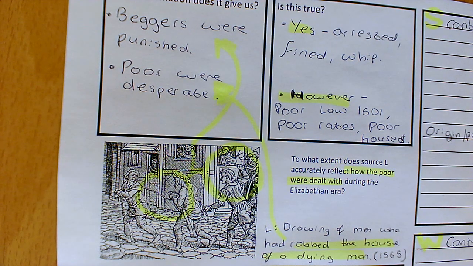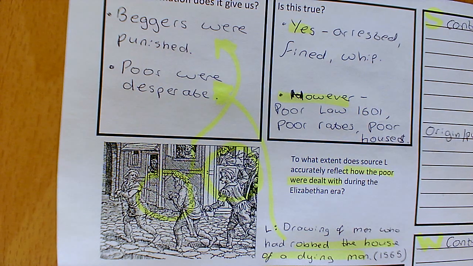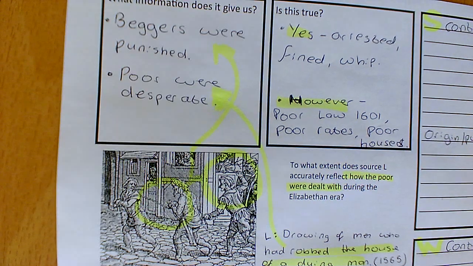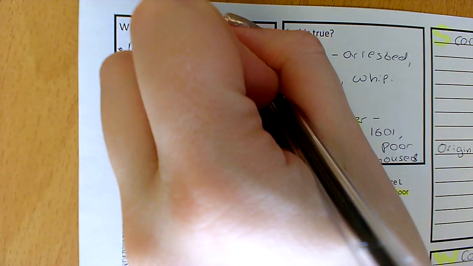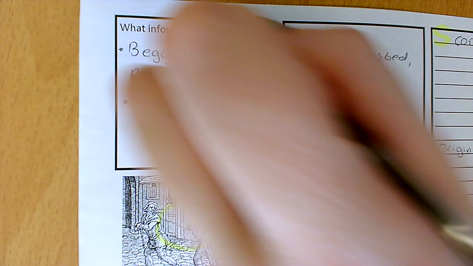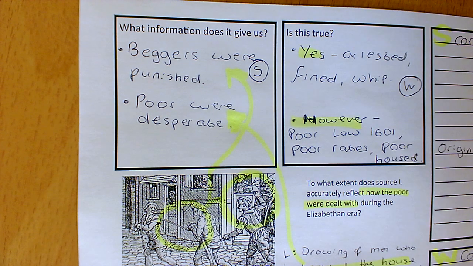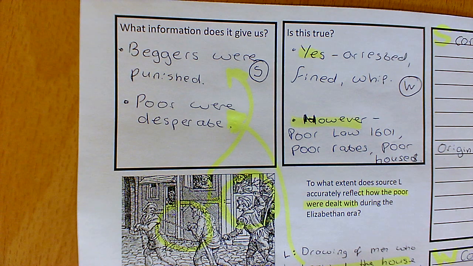So again, I'm showing off my own knowledge there, but I'm also saying that there is key information missing from this source. So just by looking at content, we have got a strength in terms of what it does show us, and we've got a weakness in terms of what's missing from the source.